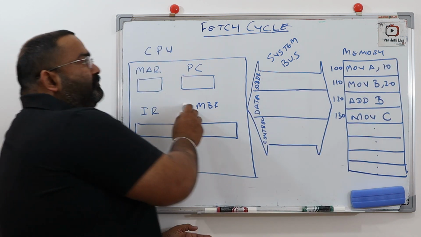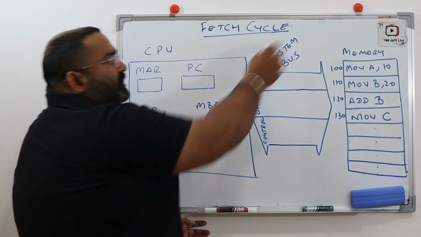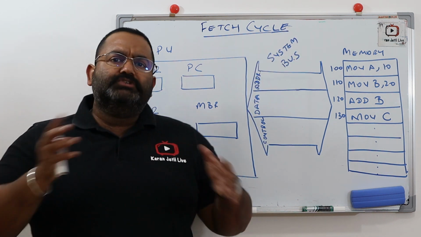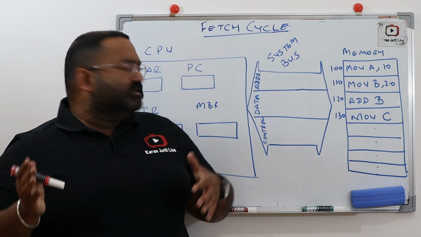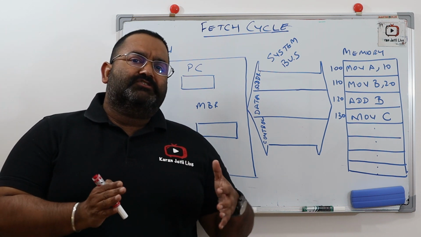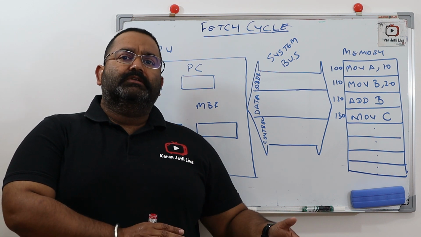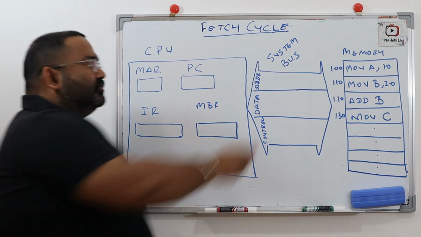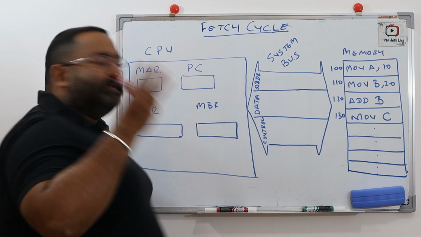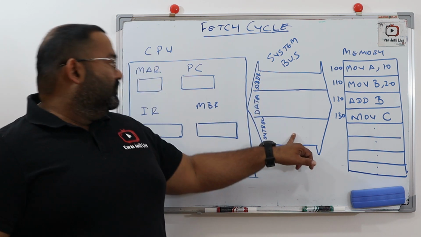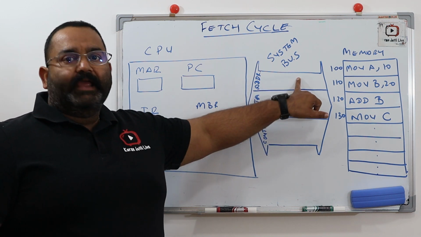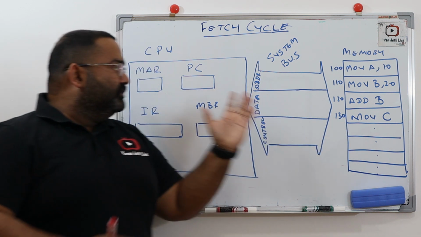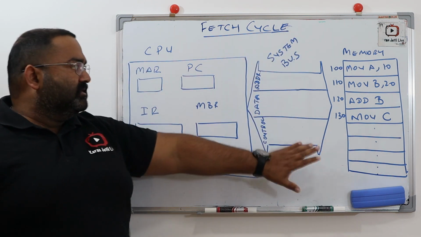CPU and the memory are connected with something called the system bus. What is the job of the bus? The job of the bus is to carry data, instructions and control signals from one part of the computer to another. This bus can carry three things: control signals, data and the address. The memory and the CPU are connected to each other using the bus.